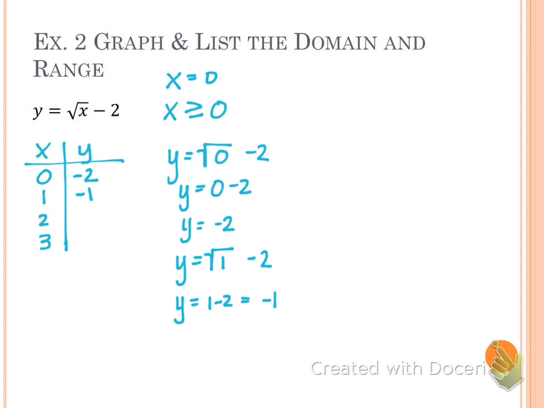Do the same thing. Y is equal to the square root of 2 minus 2. Now, am I putting that minus 2 under the square root sign? No, because it wasn't in the square root sign in the original problem. So I only put what x is going to be equal to underneath the square root sign. And what's the square root of 2? 1.4.